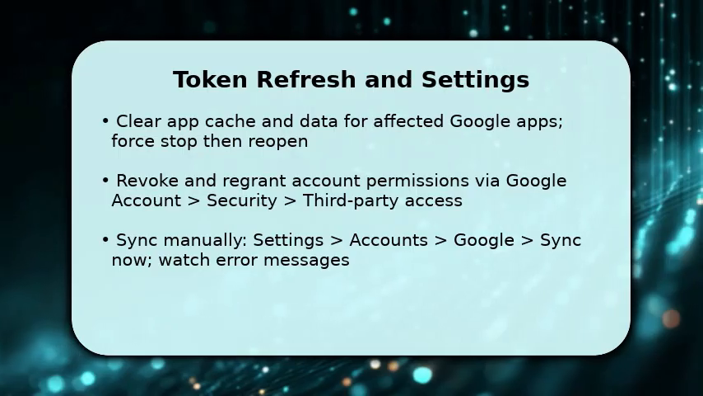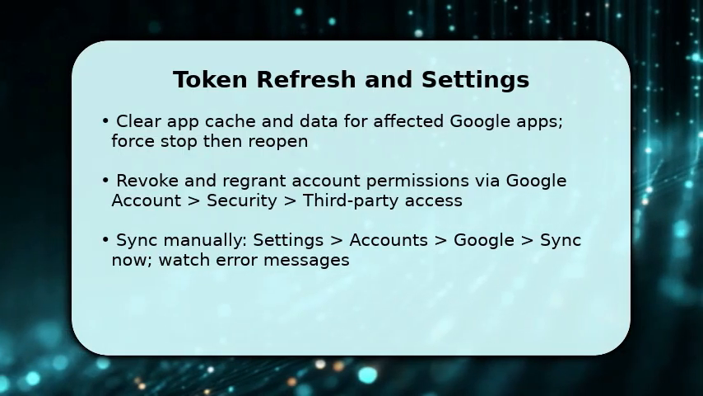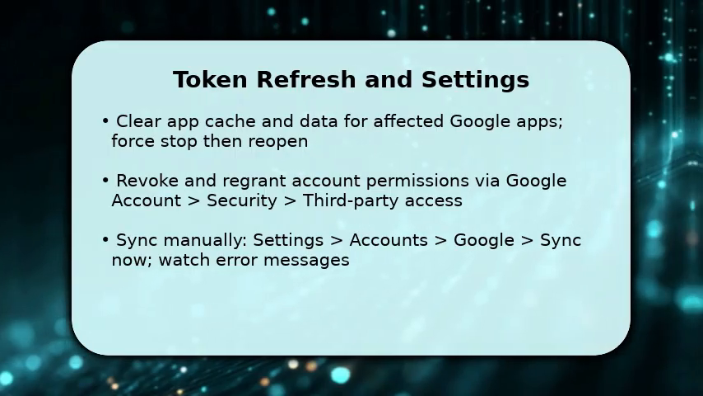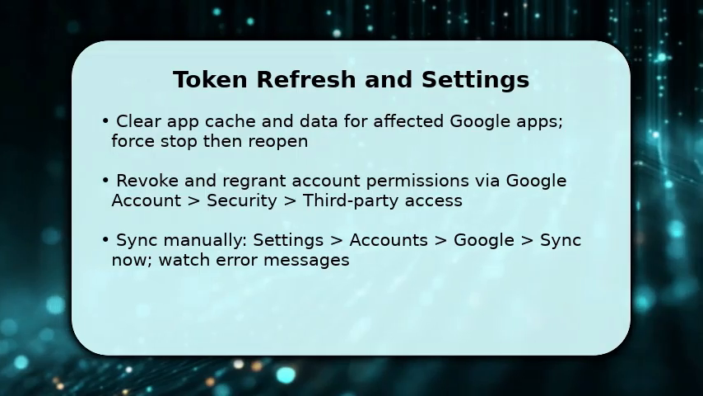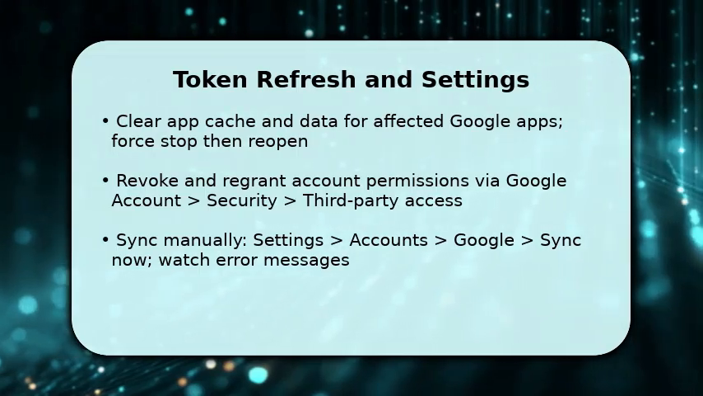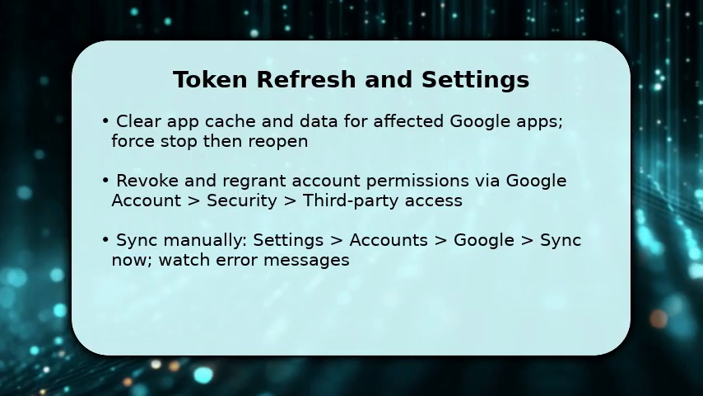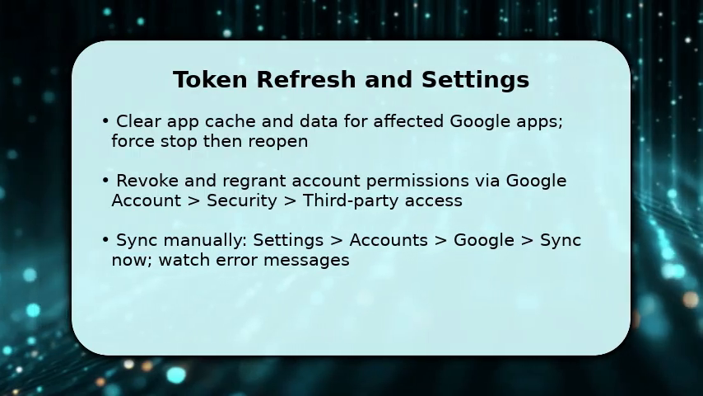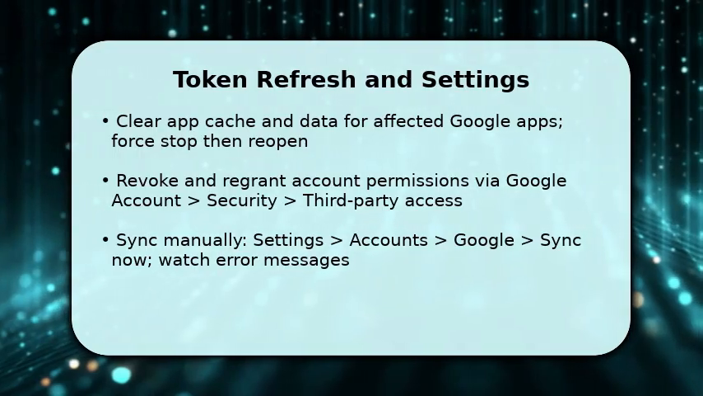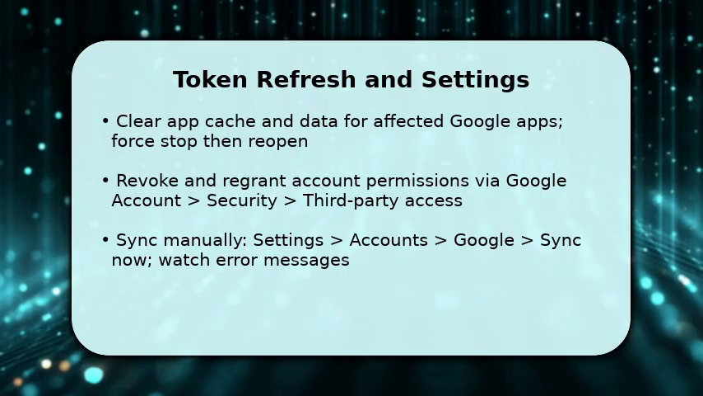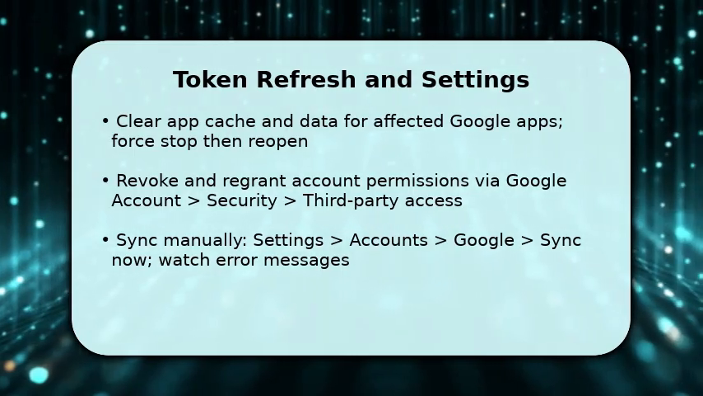You now handle the middle technical steps that fix most sync failures. Clear cache and app data for the affected Google app, then force stop and reopen so the app requests fresh tokens. This removes corrupted local state. If that fails, revoke and regrant permissions from your Google account security page to force token reissue. Then go to Device Accounts, select Google and run Sync Now. Watch any error code or message so you know whether it's auth, storage, or network-related, and proceed accordingly.